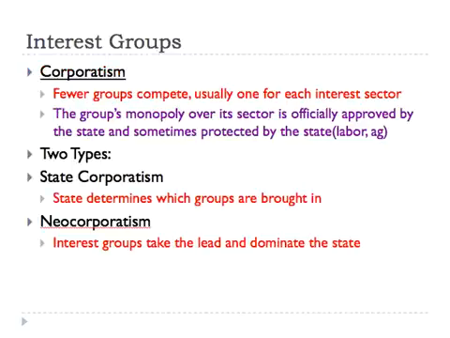Looking at interest groups, the word corporatism will come up a lot. Fewer groups compete, usually one for each interest sector. The group's monopoly over its sector is usually officially approved by the state and protected by the state as well, because they're getting favors in return. There's state corporatism, in which the state determines which groups are brought into the government and operate with the government. And then neo-corporatism, in which interest groups take the lead and dominate the state. So it's based on industry and business kind of running things.